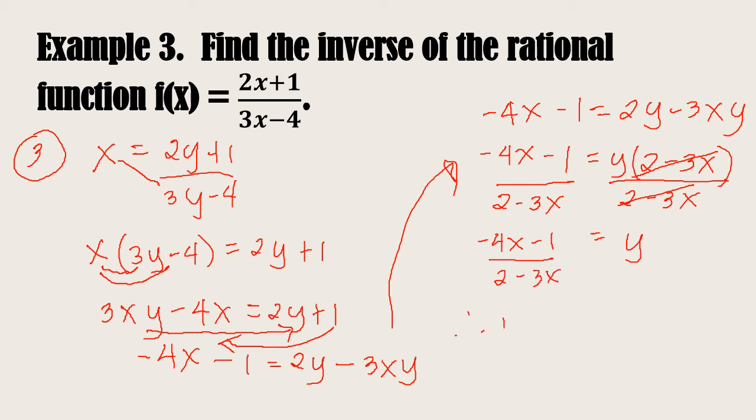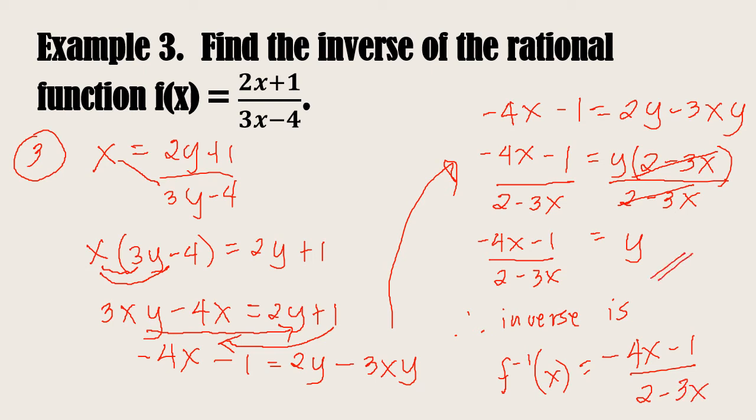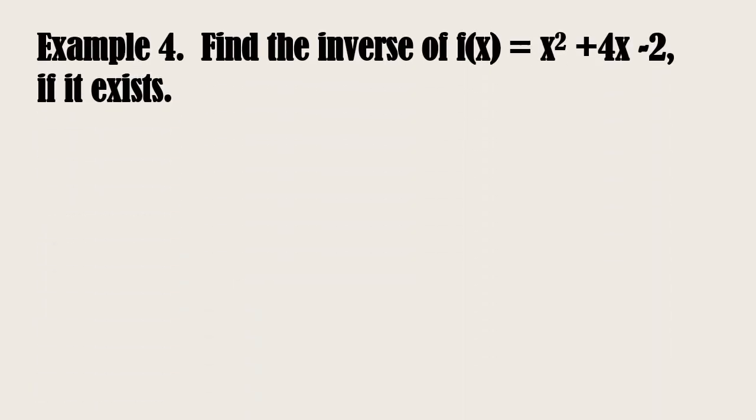So, therefore, ang inverse ng ating function ay f raised to negative 1 of x is equal to negative 4x minus 1 all over 2 minus 3x. Ito yung nakuha natin kanina. So, yan po ang ating example number 3. So, punta naman tayo sa ating pang-apat na halimbawa.